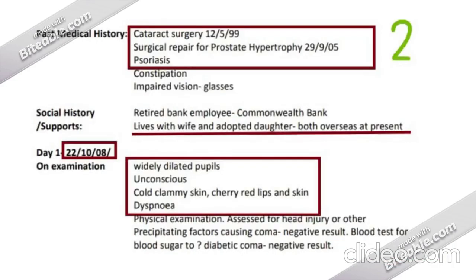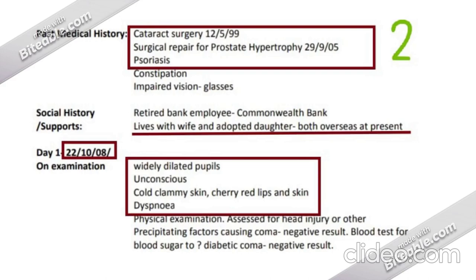Past medical history: we need this data for the social history paragraph. If it is an unknown case, this paragraph is actually not needed, but this is a known case, so you have to write it. So underline cataract surgery 12/5/1999, surgical repair of prostate hypertrophy 29/9/2005, psoriasis, constipation, impaired vision, and using glasses. We can also see retired bank employee, that one we need, lives with wife and adopted daughter, but both are overseas at present. So all of these are relevant data for our social paragraph.